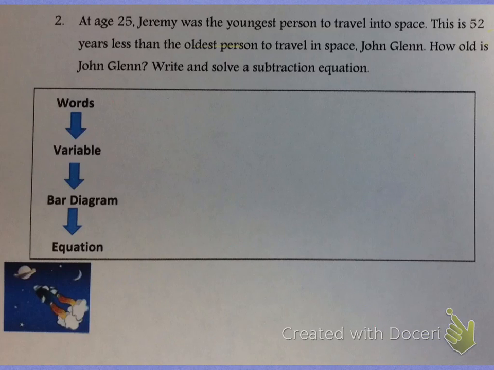Number 2 says that at age 25, Jeremy was the youngest person to travel into space. This is 52 years less than, which means to do what? To subtract, the oldest person to travel in space, John Glenn. How old is John Glenn, the oldest person to travel in space? Write and solve a subtraction equation. It's saying subtraction equation. That means we're going to have subtraction in our equation.